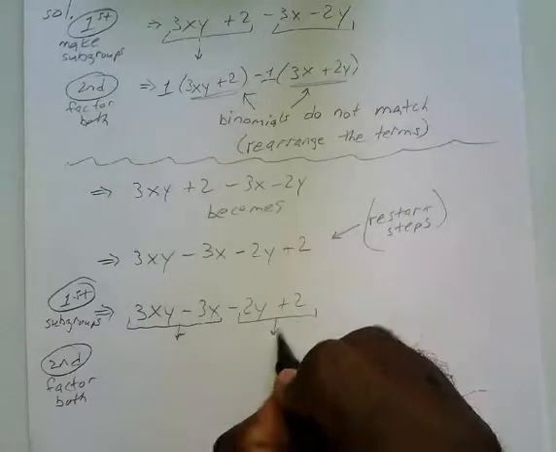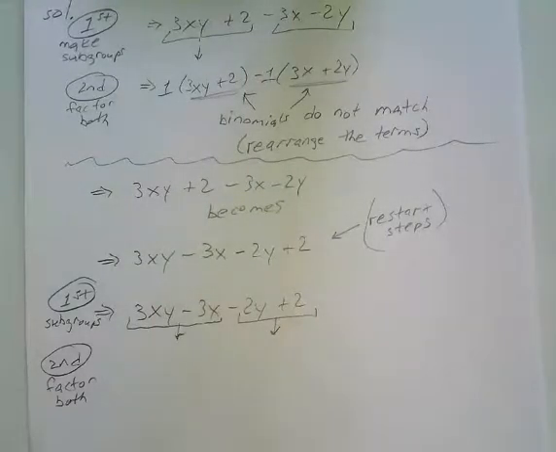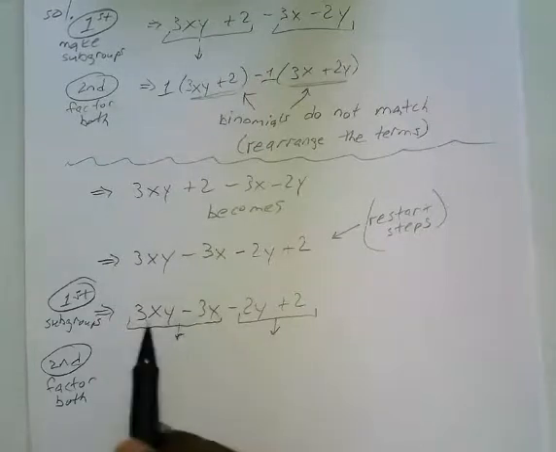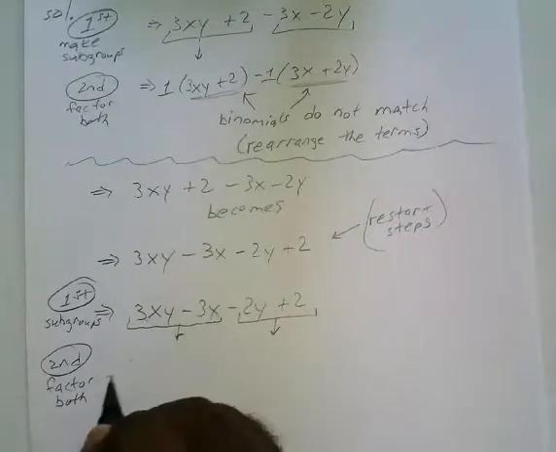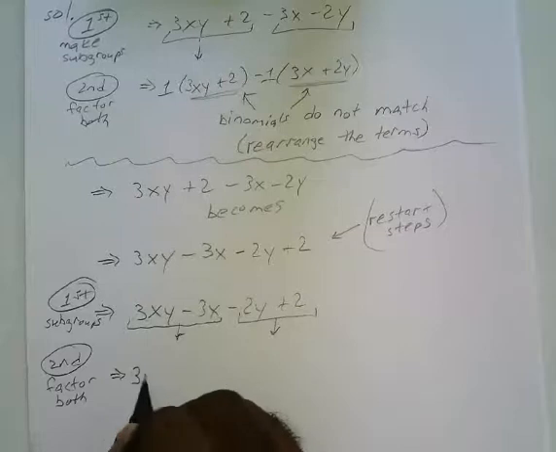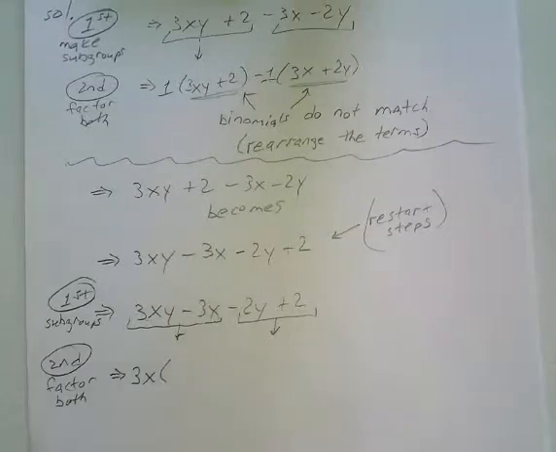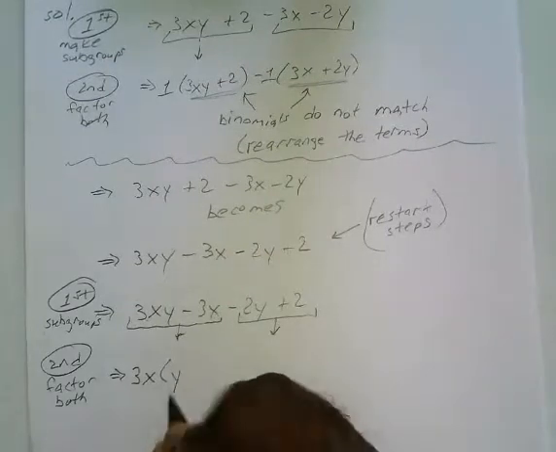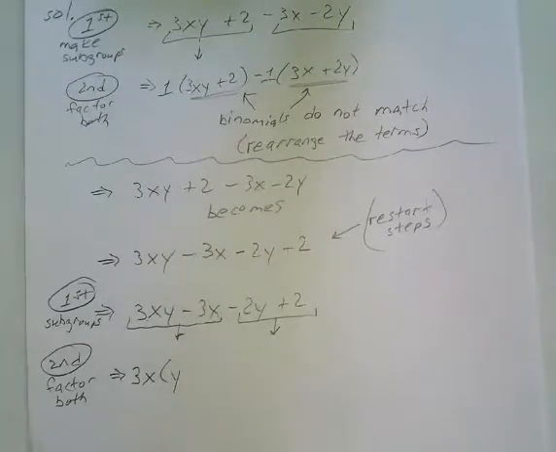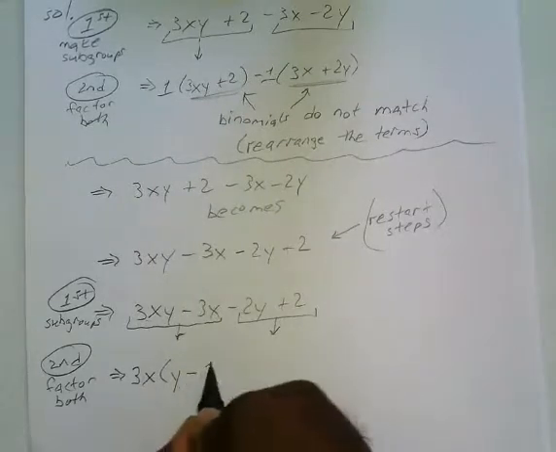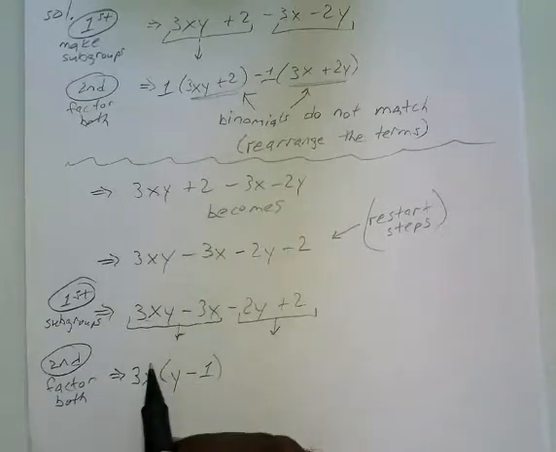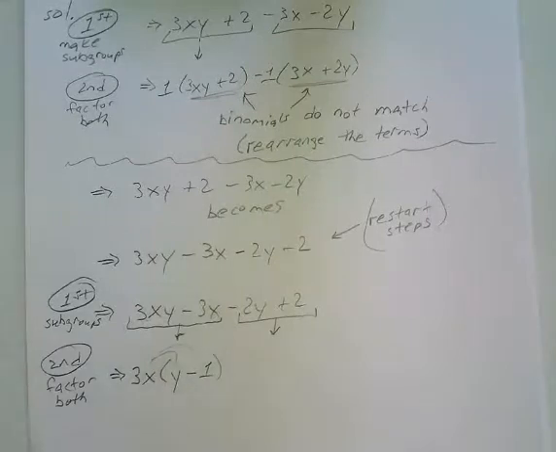Make a little arrow there. Okay, so you can factor a 3x out of both of these. So you have 3x. 3x times what gives us 3xy? So 3x times y. 3x times what gives us negative 3x? That would be -1. And again, if you go ahead and distribute, you'll see that you end up right back where you started, which is what you want.